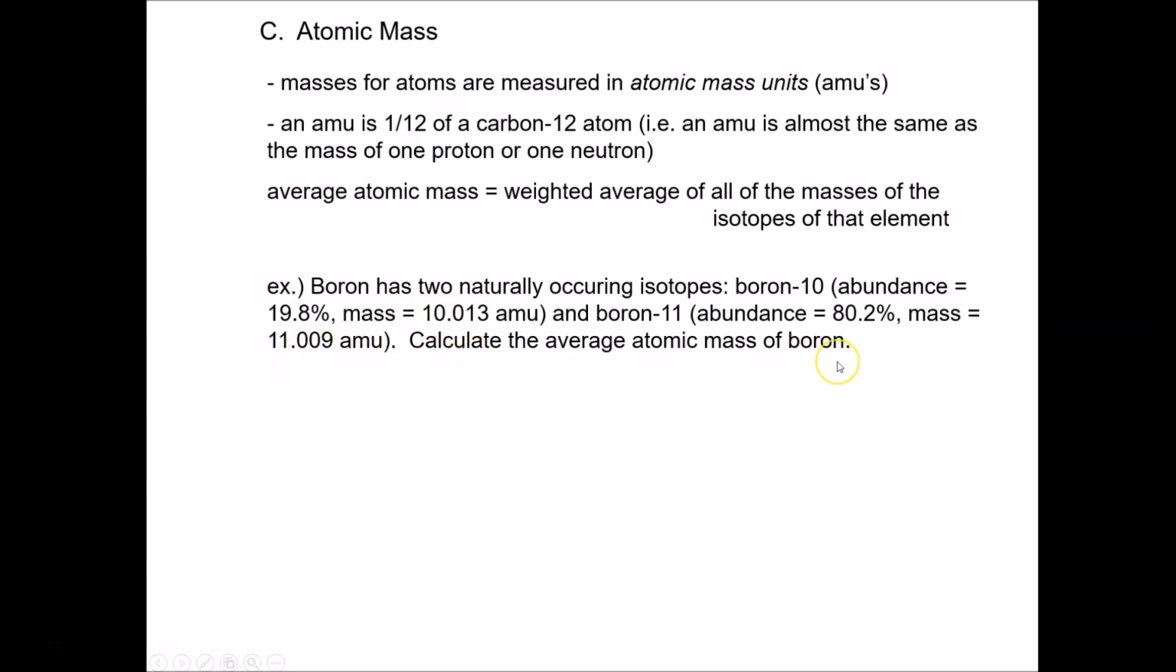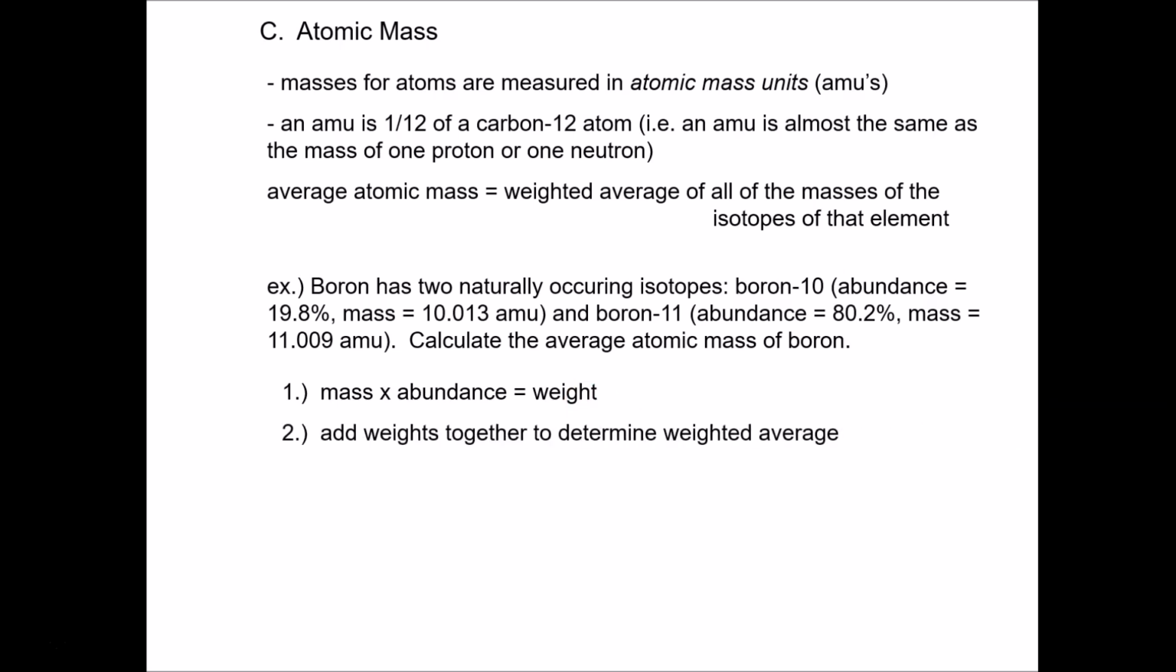But we want to calculate the average atomic mass of boron. So again, we're not going to just take 10 plus 11 divided by 2, because we have a lot more 11s in nature than we do 10s. So the way that we're going to do this is we're going to take the mass of each isotope and multiply by its abundance. We take the mass of boron 10, which is a little over 10 AMUs, and multiply by this percentage. Then we do the same thing for boron 11. We take its mass in AMUs and multiply by its percentage, and that gives you something called the weight of each isotope. Then we add those weights together, and that will tell you the weighted average.